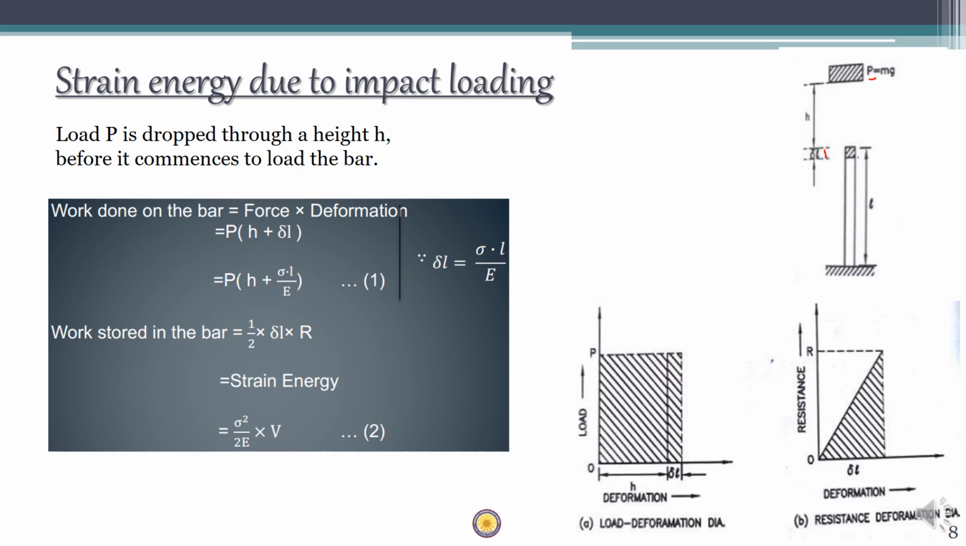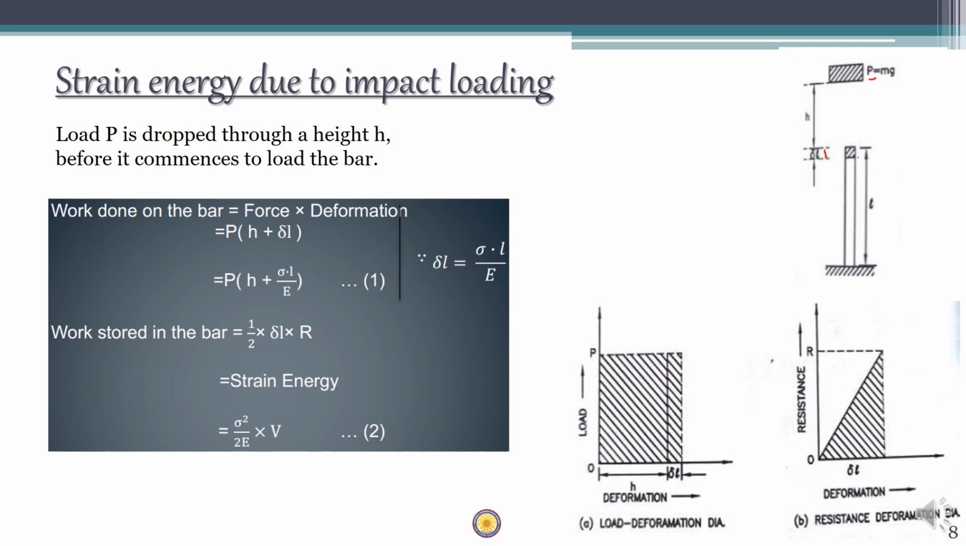So it is not conscious of what h is. The resistance will start from 0 to a maximum of R, from 0 deformation to a maximum deformation of delta L. So here also the resistance increases from 0 to R linearly. This is our resistance deformation graph.